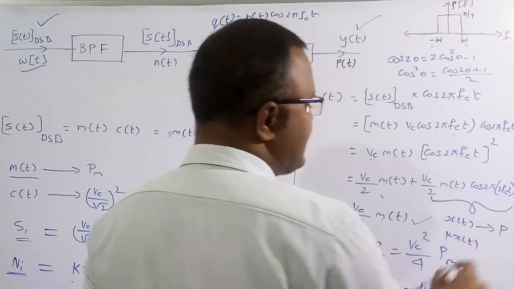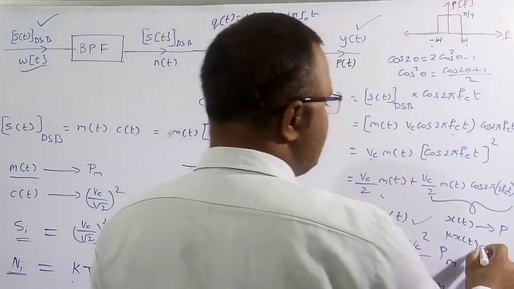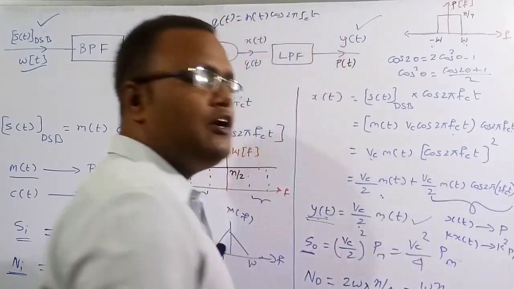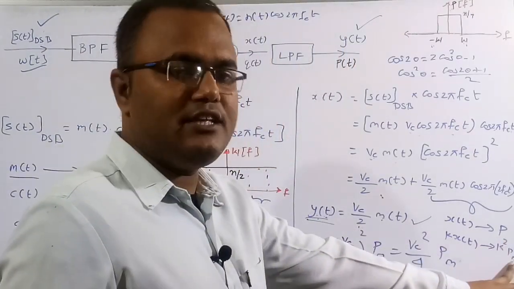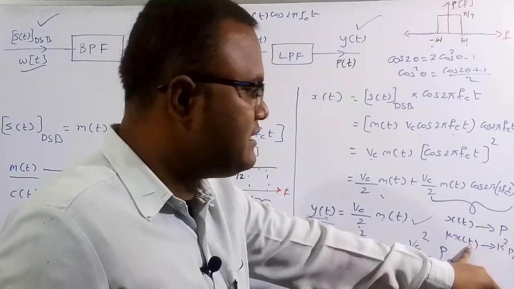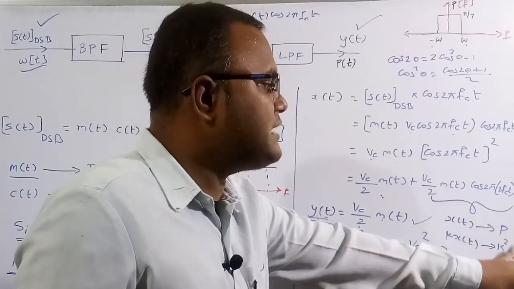So if you are taking a scalar multiple of the previous signal, then the new power will be k square times the Pm. You have to square the scalar, and take the Pm from the original one. Therefore, if any new signal is a scalar multiple of the previous signal, then its power will be k square times the Pm.